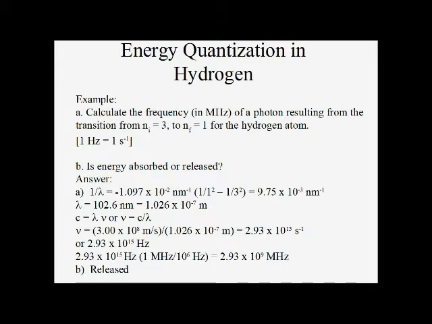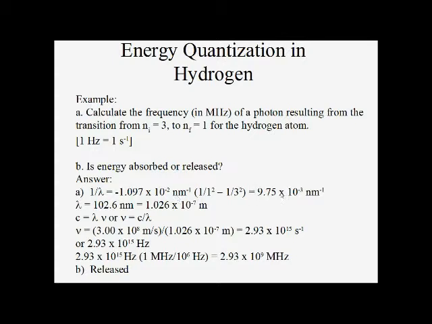To get the frequency, we can start off by calculating the wavelength. We can do this a couple of different ways. We can calculate energy first, then convert energy to frequency, or we can calculate wavelength and convert wavelength into frequency. The path I picked was to calculate wavelength, so 1 over lambda. We have a couple of different versions of the Rydberg constant depending on the units. This one is given in nanometers.